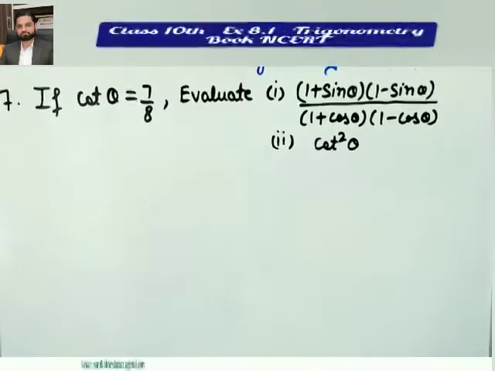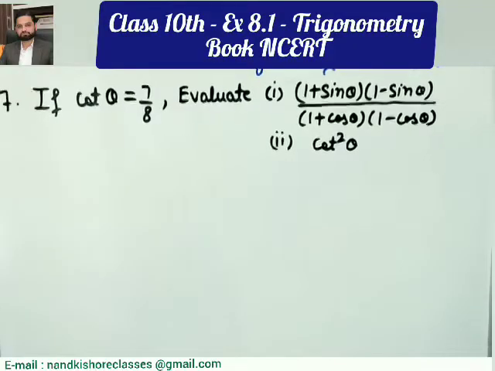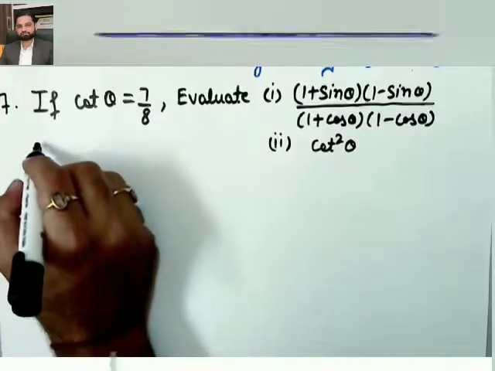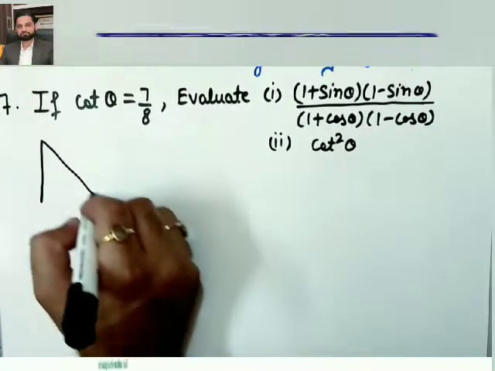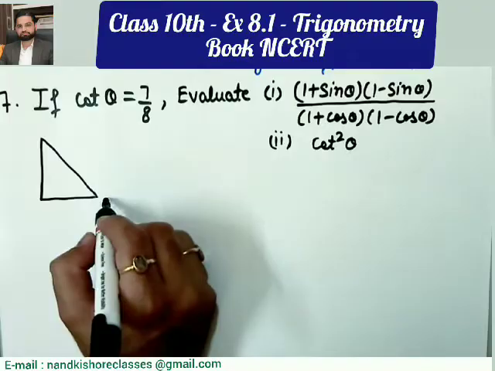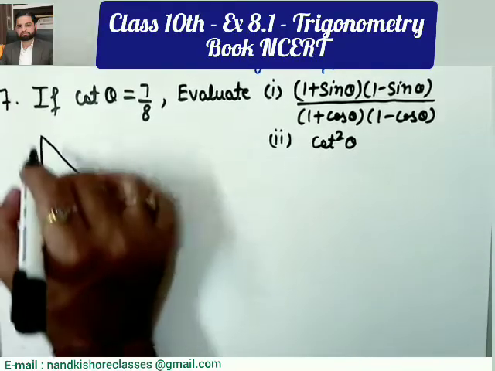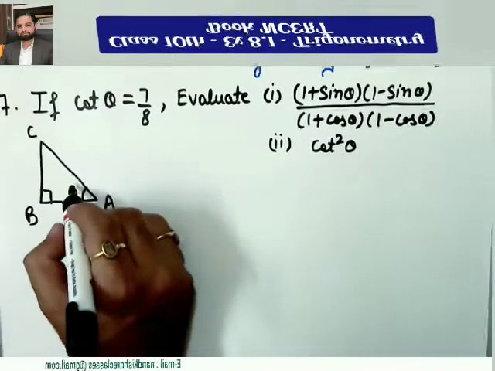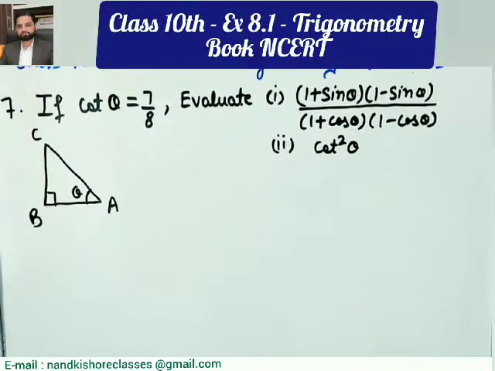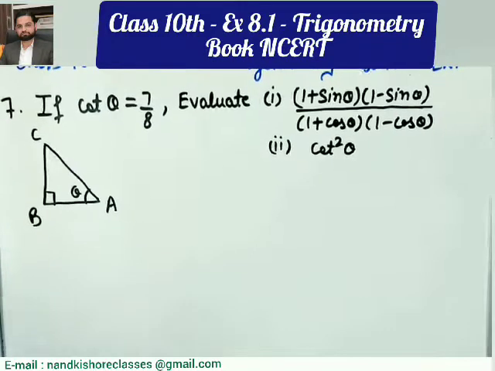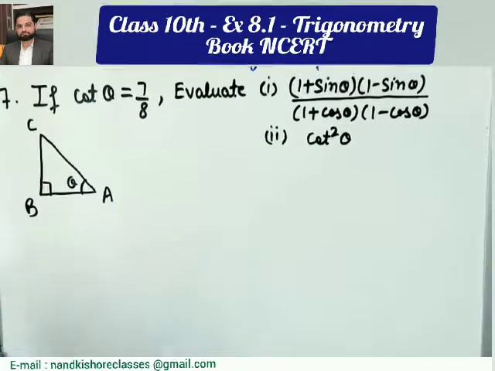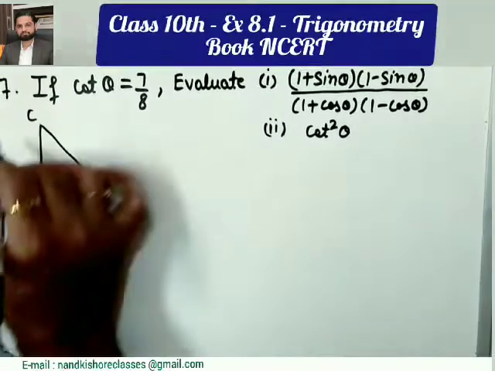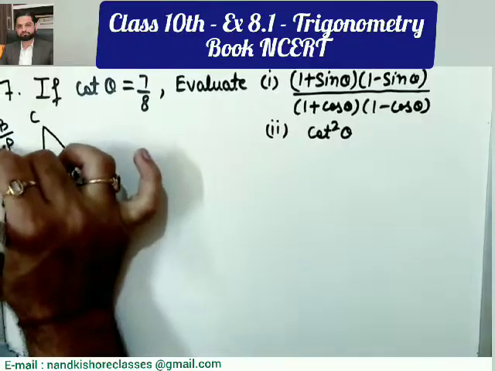Cot theta is equal to 7 by 8. What we need to do, first draw a triangle. We will be dealing with a right angle triangle. So right angle triangle A, B and C. B is 90 degree. Let this angle be theta. Okay, now we are not using A, we are using this as angle theta. Cotangent theta is B upon P. Do remember, it is B upon P.